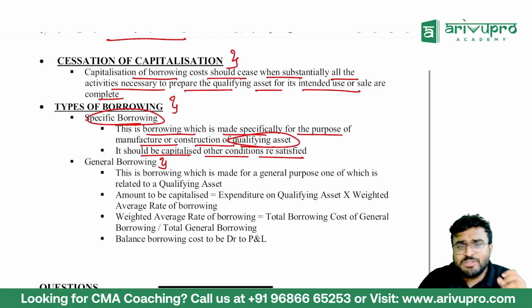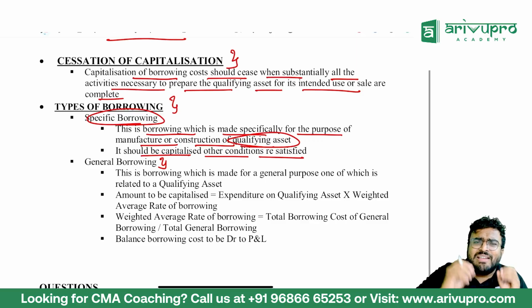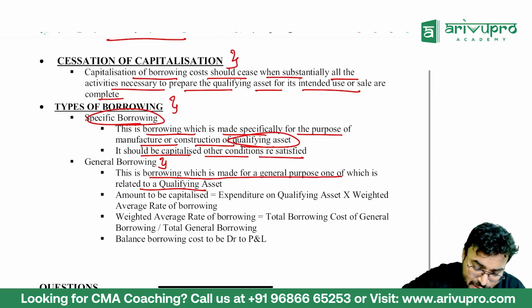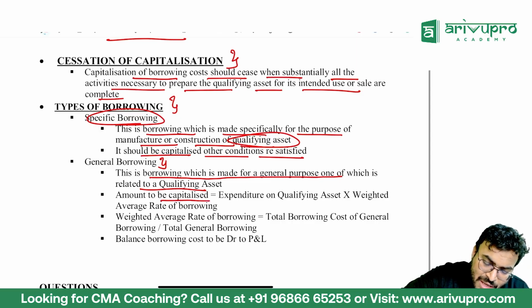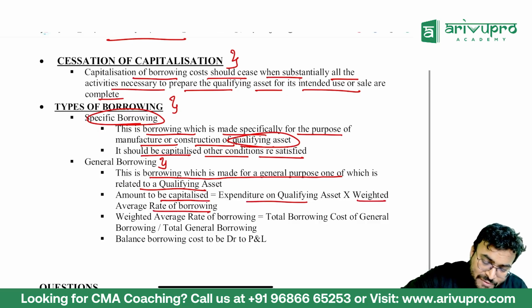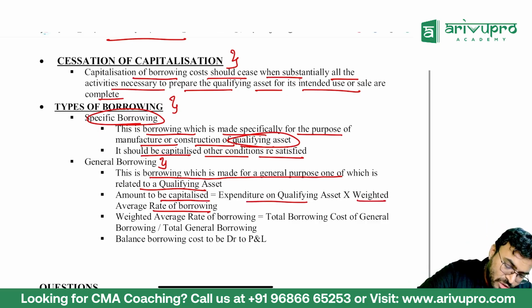General borrowing. That means you took the money for business purpose. Little you are using for qualifying asset, little you are using for others. This borrowing is made for general purpose, one of which is a qualifying asset. Amount to be capitalized is expenditure on qualifying asset, how much did you spend on the qualifying asset, into the weighted average rate of borrowing.